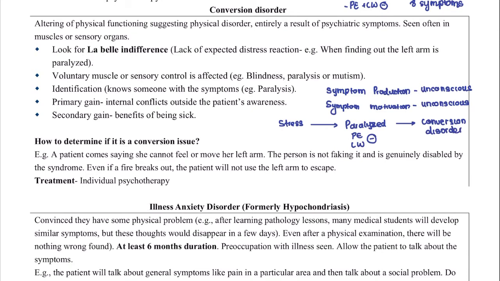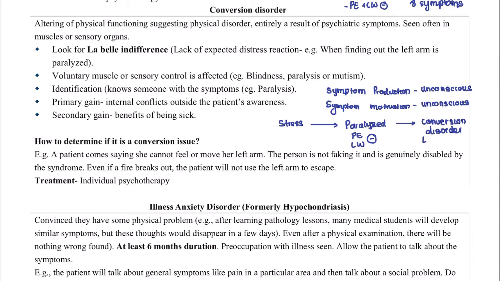What you need to understand is the person is actually paralyzed. The mind has paralyzed that limb. So even if you start a fire in front of the patient, they will not be able to use that arm or whatever limb was paralyzed to get away from the fire. The mind knows that there's some sort of conflict, and there's a primary gain.